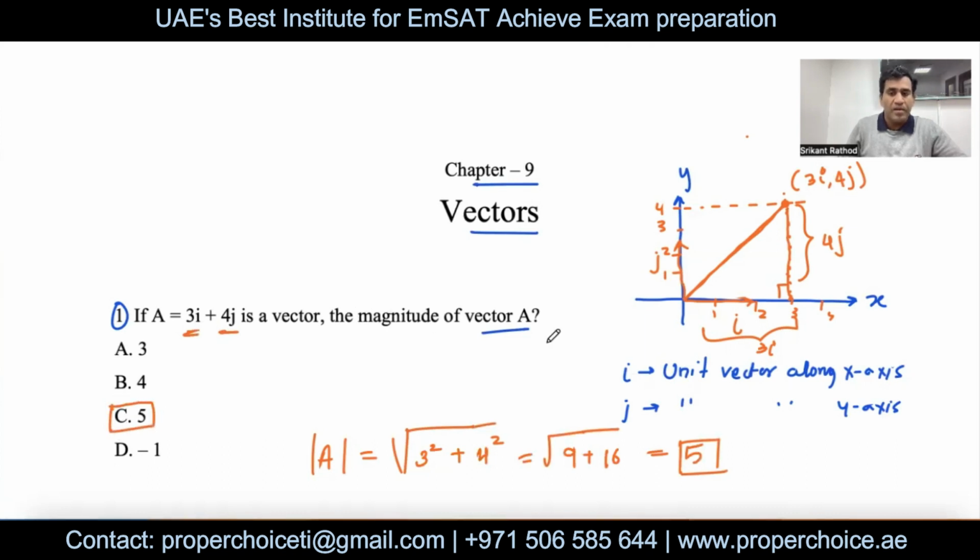Just use a formula, no need of sketching and all. I'm just making you understand. When they ask me about the magnitude, take the value with i, square it, plus take the value with j, square it, and take a square root of it, as the formula already given. So I go with option C.